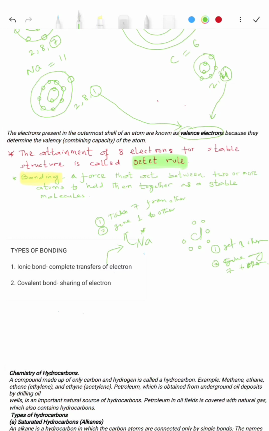So sodium gives away 1 electron to chlorine and becomes 10, and chlorine takes 1 electron from sodium and becomes 18. So they both fulfill the octet rule. Hence, this is the type of ionic bond where complete transfer of electrons takes place, and they become sodium chloride, a stable molecule.